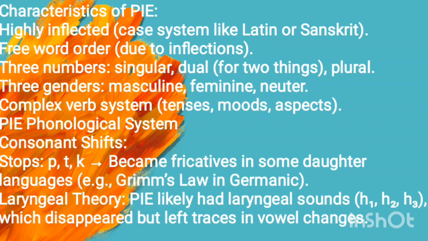There are three numbers: singular, dual and plural. Then three genders: masculine, feminine and neuter. Complex verb systems include tense, moods and aspects. Then PIE's phonological system was based on consonant shifts, that is, sounds changed in the daughter languages. In laryngeal theory, PIE had laryngeal sounds, that is H1, H2, H3, which disappeared but influenced vowels in later languages.